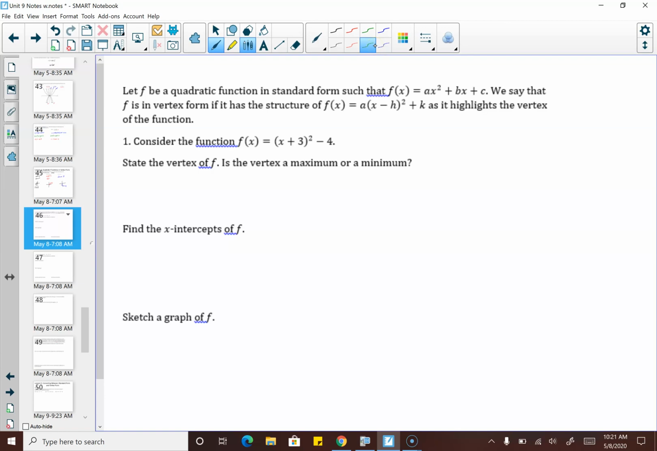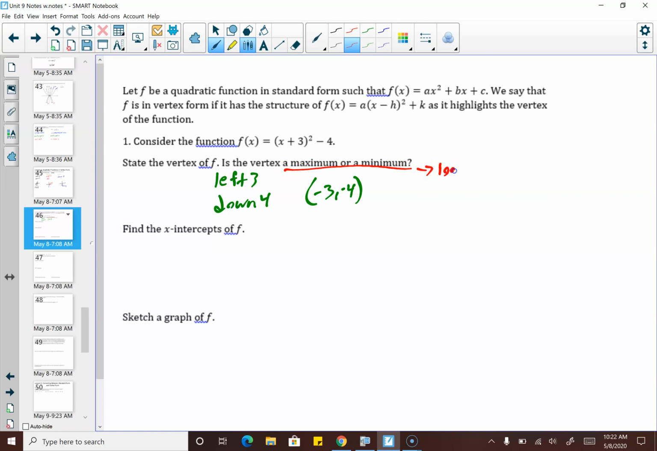So consider the function f of x equals x plus 3 squared minus 4. So state the vertex. So again, this is left 3 down 4. So from the origin, if we go left 3 down 4, that gets us to the point negative 3, negative 4. And now how do we answer the maximum or the minimum question?